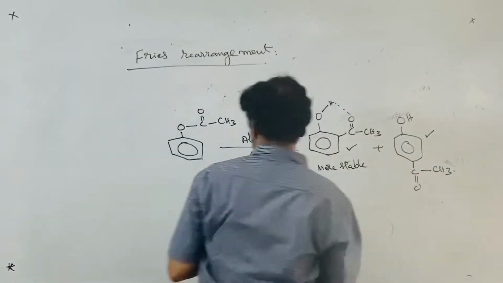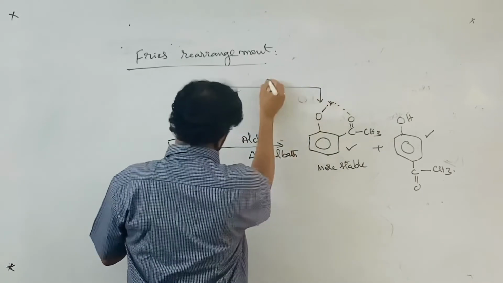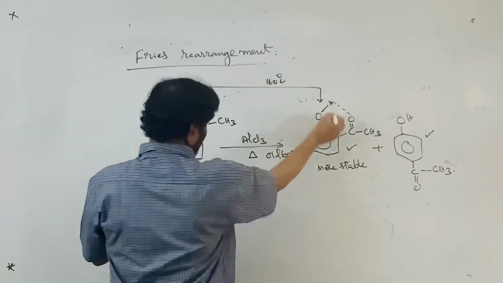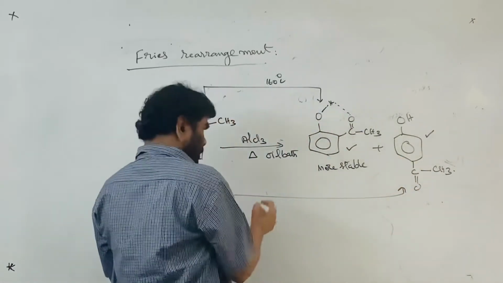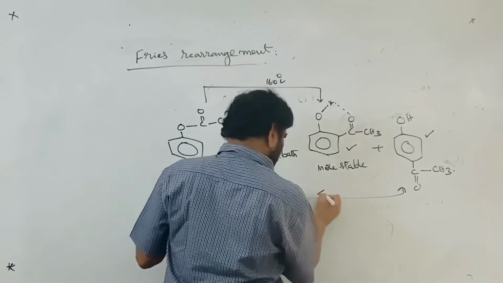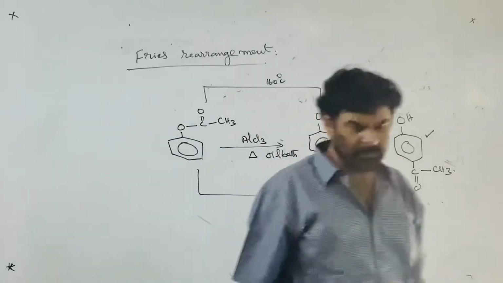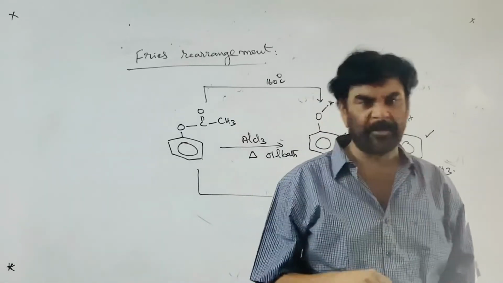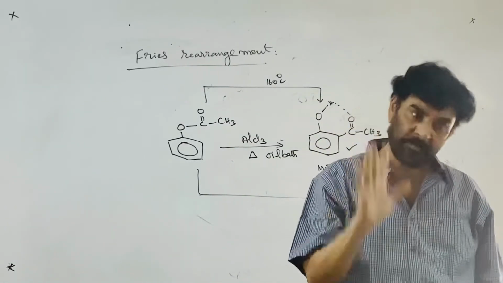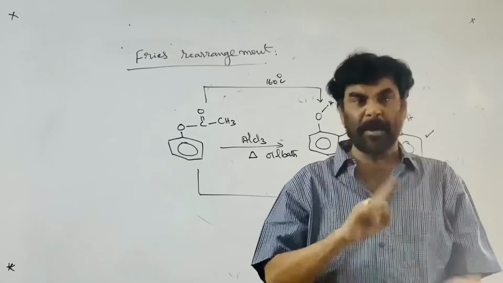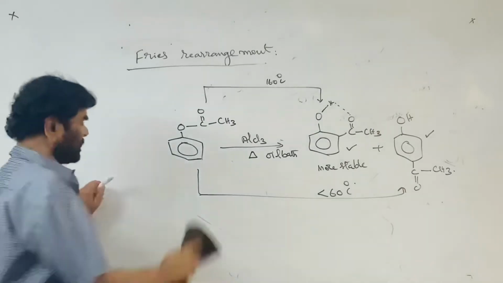So if you carry out the reaction around 160 degrees, this is the major product, and if the reaction is carried out at less than 60 degrees Celsius, this is the major product. Always in parallel reactions, two products are formed, under high temperature both are formed, but the relative proportions depend on the temperature of the system. Let us see.